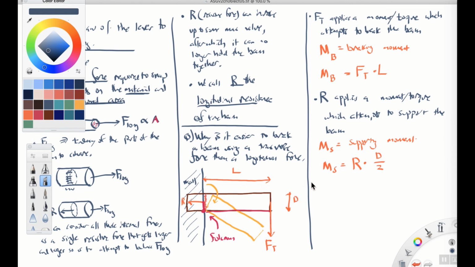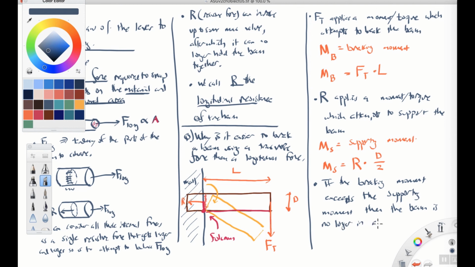Okay, and here is the main point then. If the braking moment exceeds the supporting moment, then the beam is no longer in equilibrium. That is, it breaks, right?